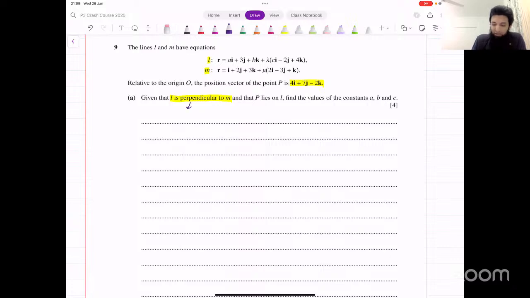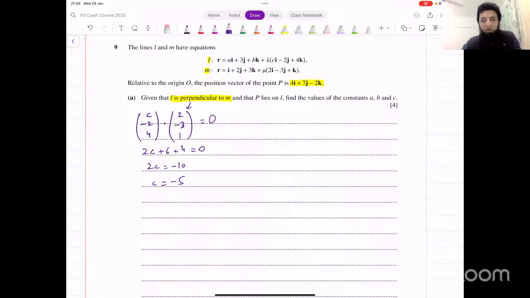Since L is perpendicular to M, the dot product of their direction vectors has to be 0. What are the direction vectors? If they write them in the column vector form, (C, -2, 4) dot (2, -3, 1). This should equal 0. Let's simplify this. We get 2C plus 6 plus 4 equals 0. 2C equals minus 10. The value of C, therefore, is negative 5. That's one thing that we were looking for. We have found the value of the constant C.